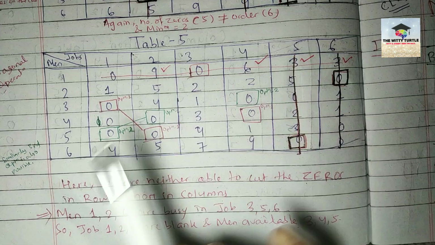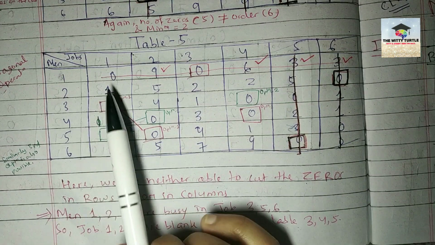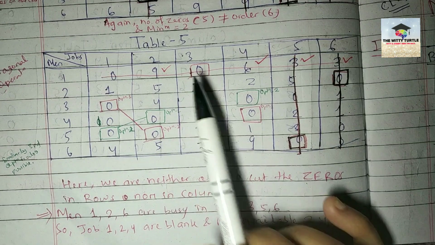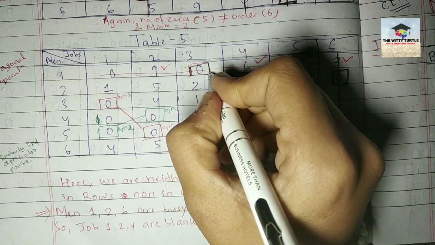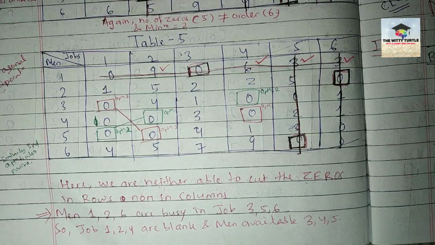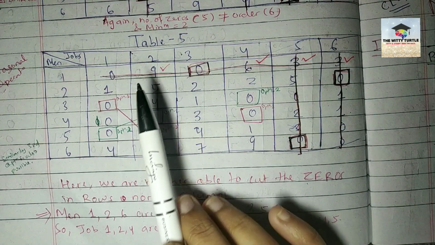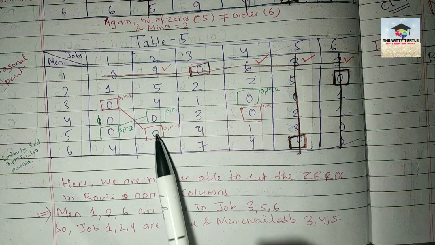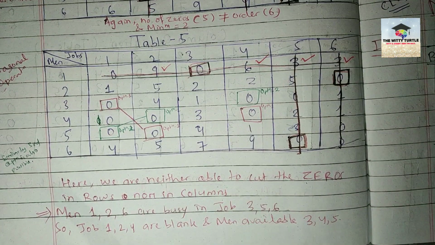Now you have to do the column operation. So column operation: in the first column there are 4 zeros. In the second column there are 2 zeros. In the third column there is only 1 zero. So cut the entire row, right? Now you can already see that 1, 2, 3, 4, 5, 6, 7. You have 6 zeros remaining in the matrix which have not yet been cut, right?